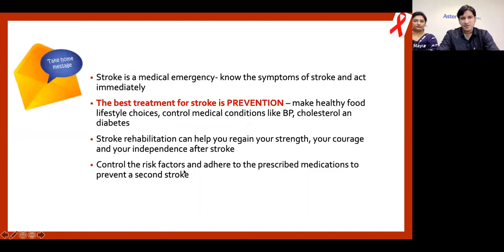So remember, the take-home message is that stroke is a medical emergency. We should know what the symptoms of stroke are and act immediately. The best treatment of stroke is prevention. So we should ensure that we follow a healthy lifestyle and control medical conditions like BP, cholesterol, diabetes, etc. And the earlier we start the rehabilitation, the more the chance of recovery. And to prevent a second stroke, risk factor control and the adjunct medicines prescribed are important.